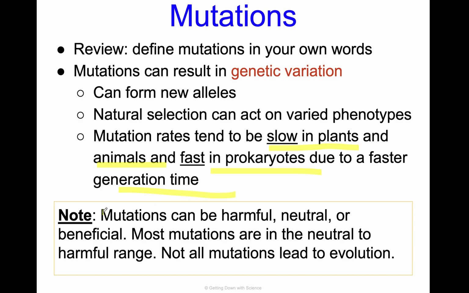Remember, though, that mutations can be harmful, neutral, or beneficial. Most mutations are neutral or in the harmful range, but not all mutations lead to evolution. We know this. If we have a nonsense mutation in our DNA, then it's going to produce a stop codon. That protein's not going to work, so that's a harmful mutation. A silent mutation would be neutral, and then some mutations become beneficial for the species as a whole. We'll look at some case studies on that. But mutations are the main form of genetic variation.